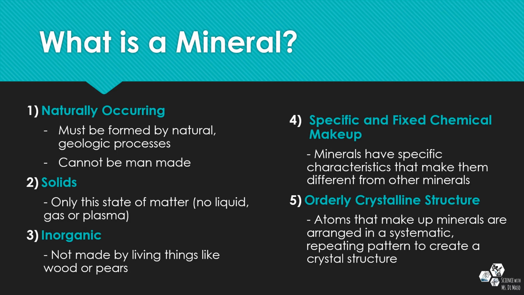The fourth point says they have a specific and fixed chemical makeup. So what this means is that all minerals have a very specific characteristic. They're made of a very specific material, whether it's an element or a certain combination of elements. But it makes them different from all other minerals out there. They're unique. And the last one is they all have an orderly crystalline structure. So the atoms inside these minerals are arranged in a way that they make a repeated pattern that we call a crystal.